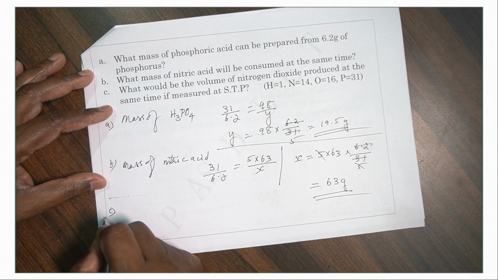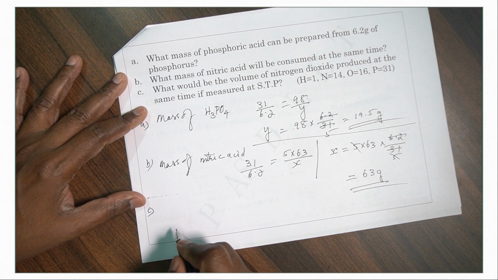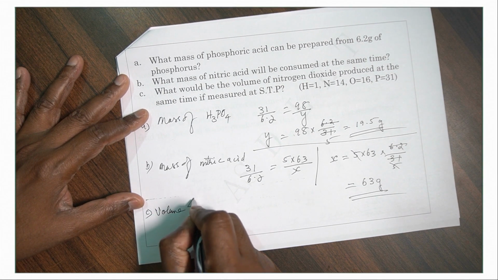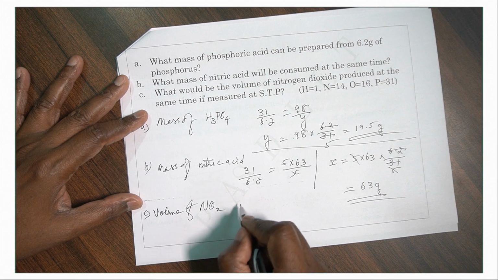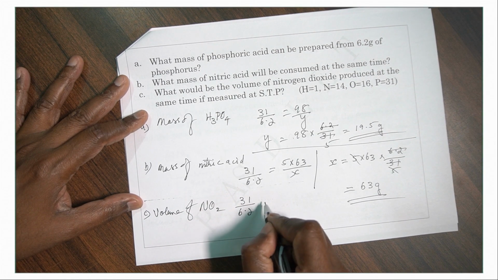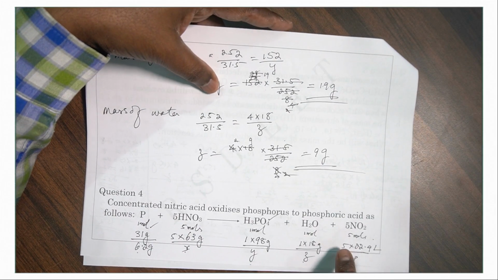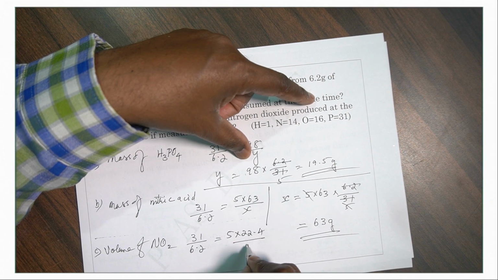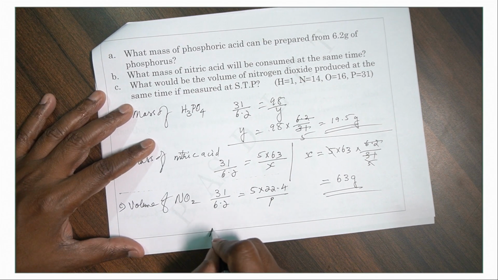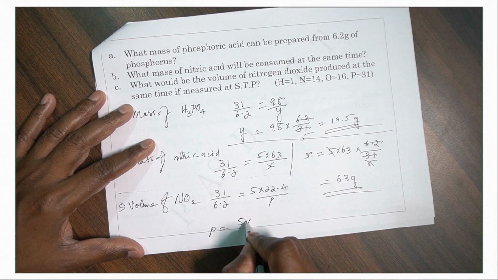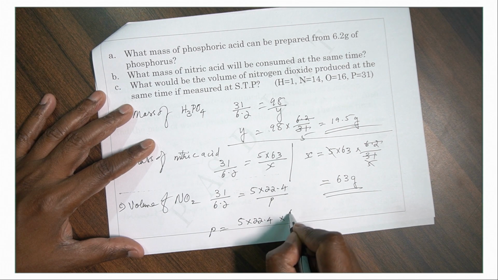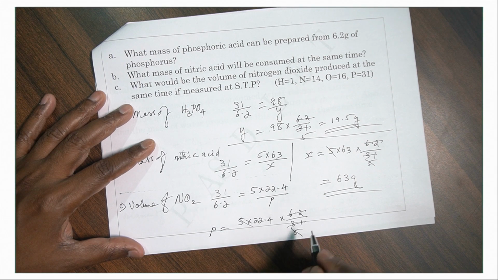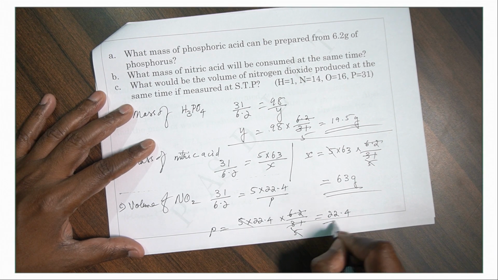Now the third part of the question, the volume of nitrogen dioxide, volume of NO2. Again the ratio will be 31 upon 6.2 is equal to 5 into 22.4 upon P. So what is P? P is equal to 5 into 22.4 into 6.2 upon 31. The 5 and 5 cancel, so the answer is 22.4 liters.